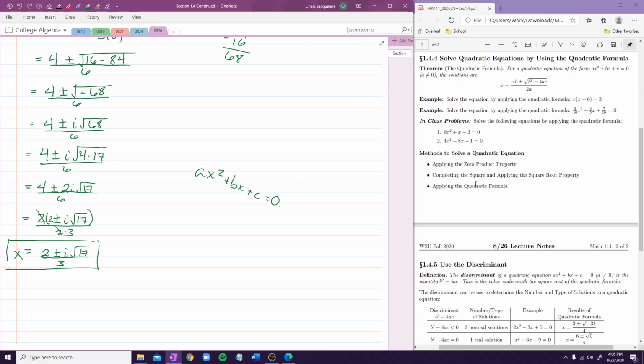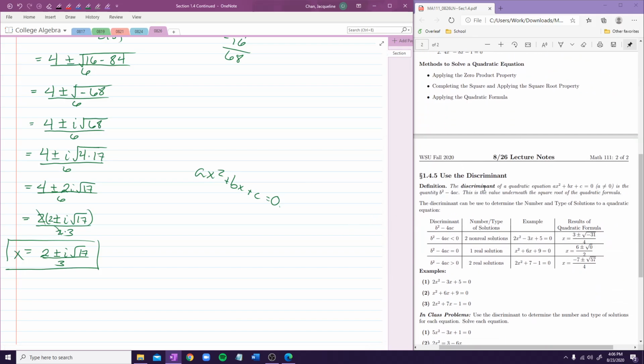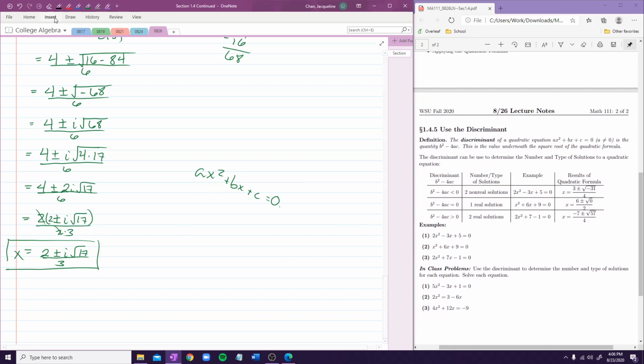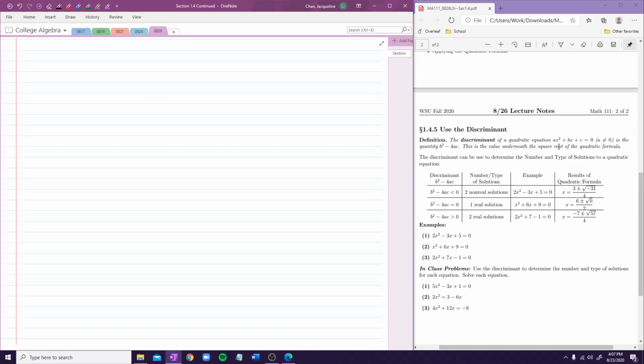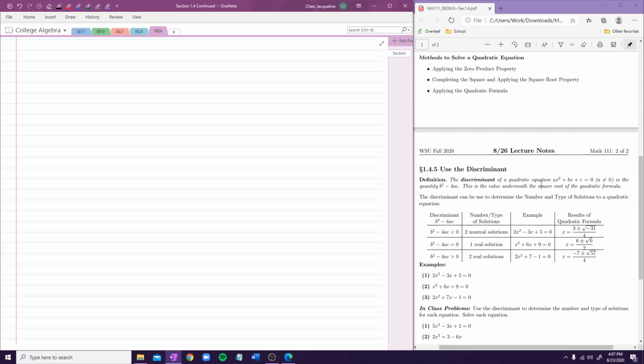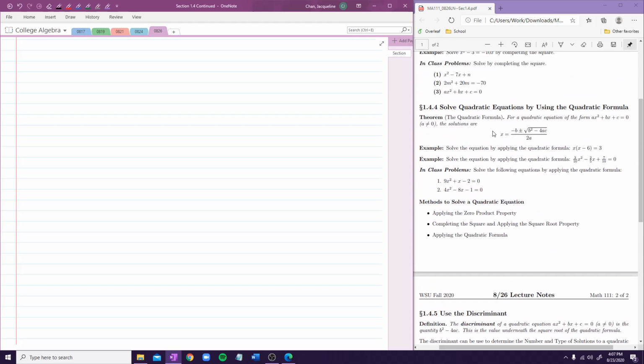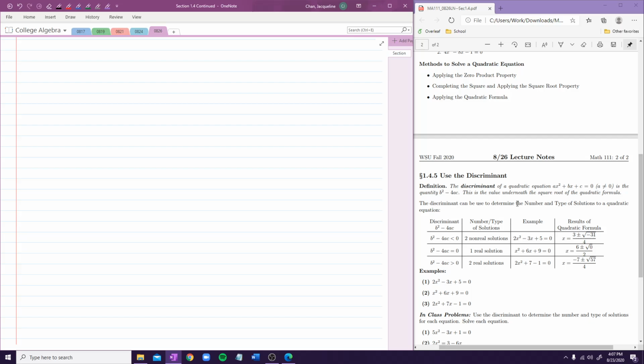Right? So now that we know all this, let's talk about the discriminant. So what is a discriminant? The discriminant of a quadratic equation ax squared plus bx plus c equals 0, a not equal to 0, is the quantity b squared minus 4ac. If you notice, it's the radicand right here. It's the value underneath the square root of our quadratic formula.